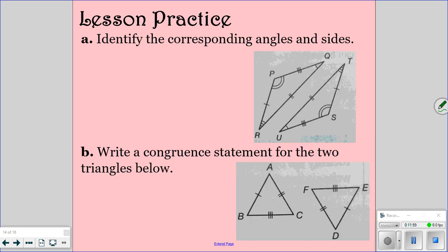So let's see if y'all can do these practice problems by yourself. So y'all pause the video and try them, and then I'll go over them for you after y'all unpause the video. So we're going to identify the corresponding angles and sides.